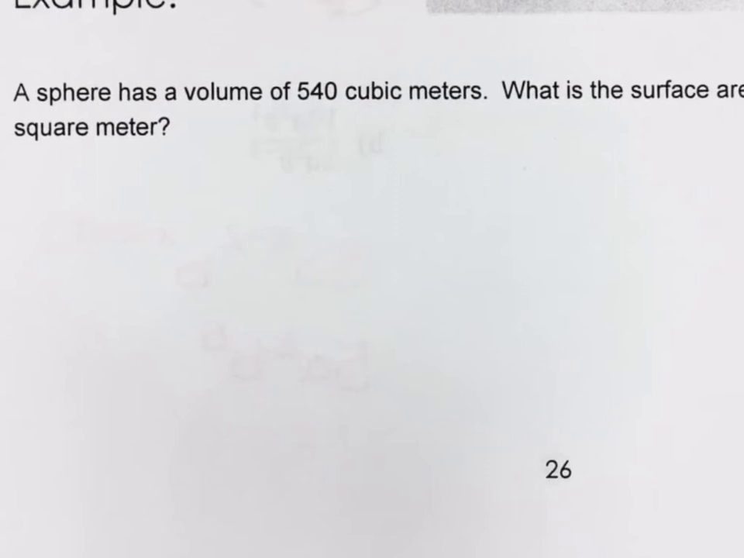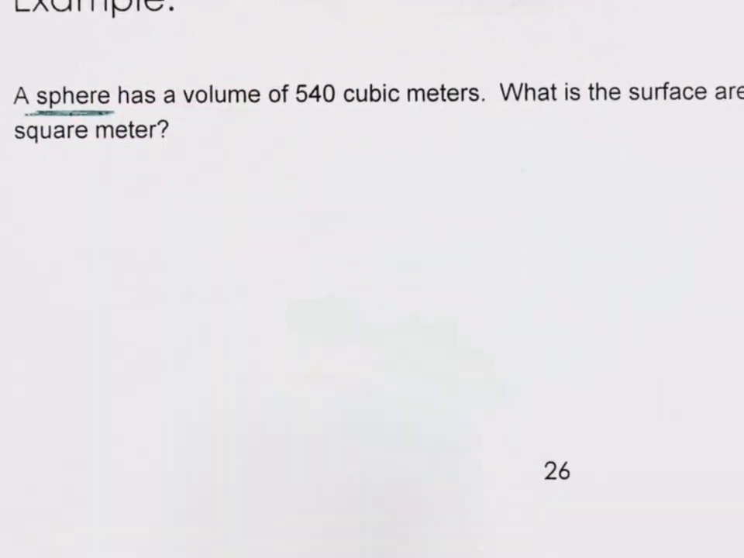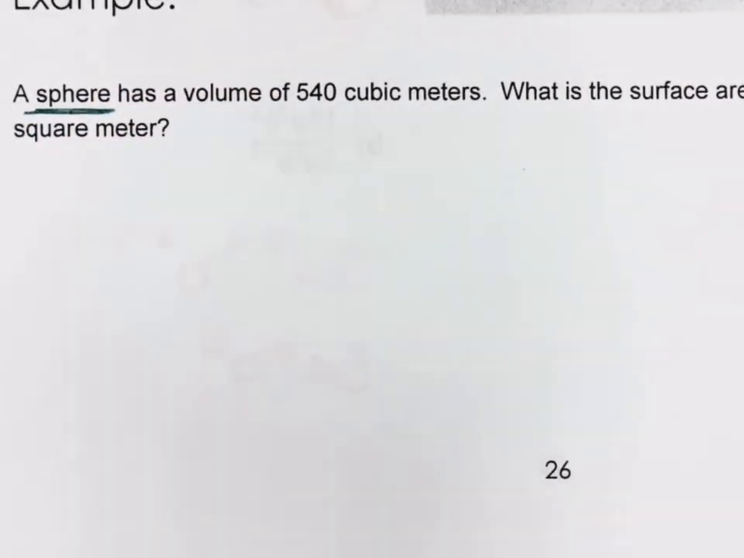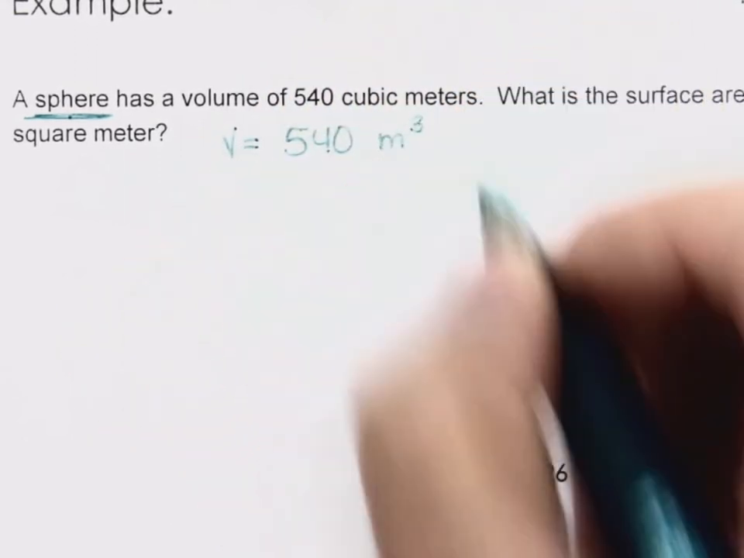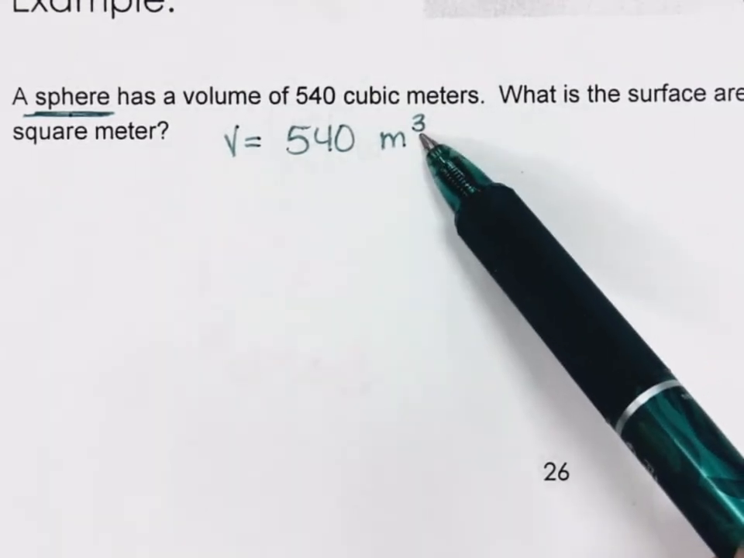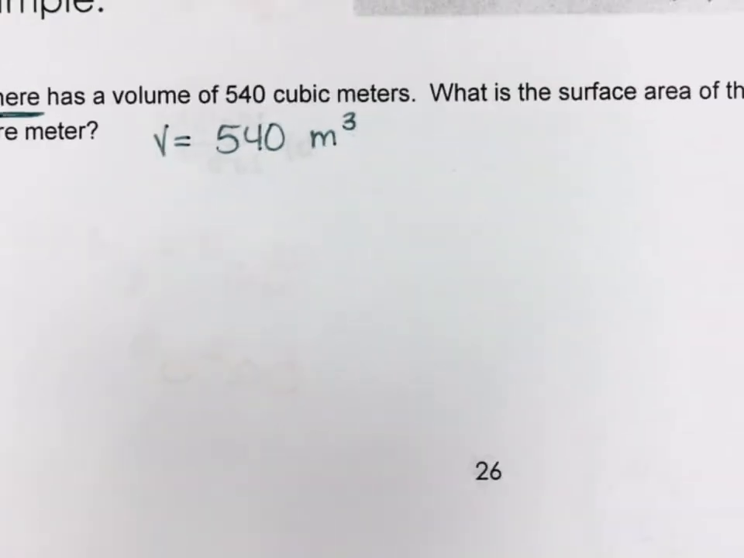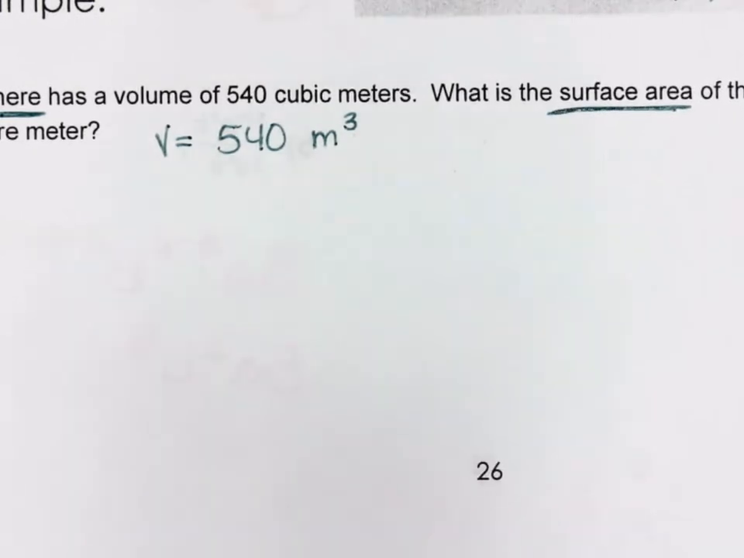So this one is a two-stepper word problem. So a sphere, you guys know what a sphere is? It's a ball. It has a volume of 540 cubic meters. So volume equals 540 cubic meters. We know volume is 3-dimensional, so the unit should be 3-dimensional. The question's asking, what's the surface area of the sphere to the nearest square meter?